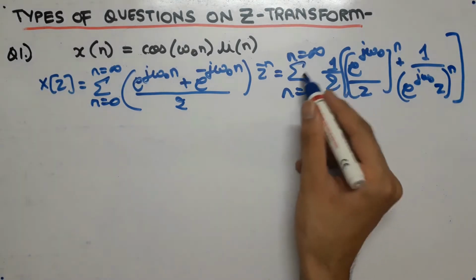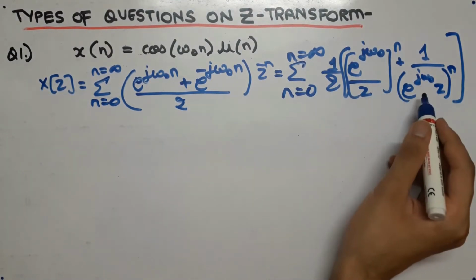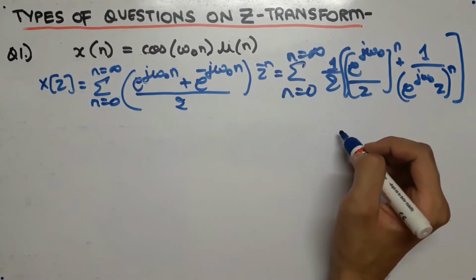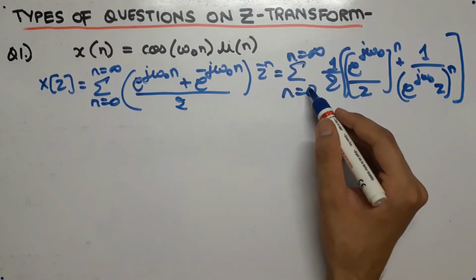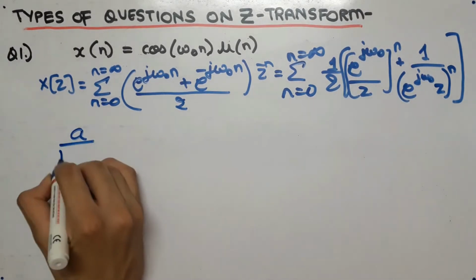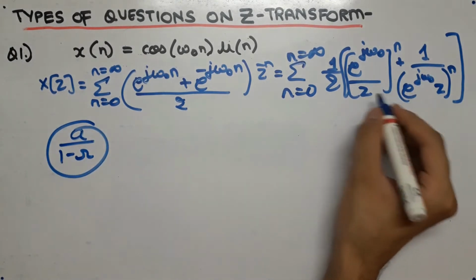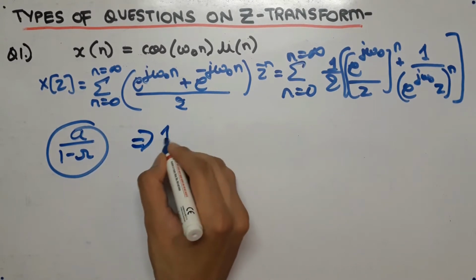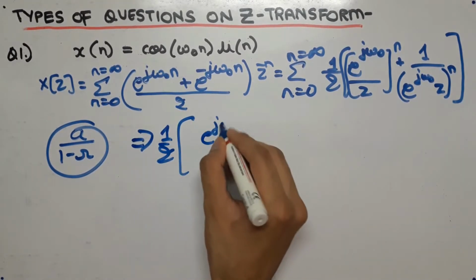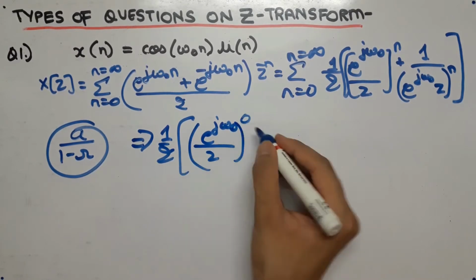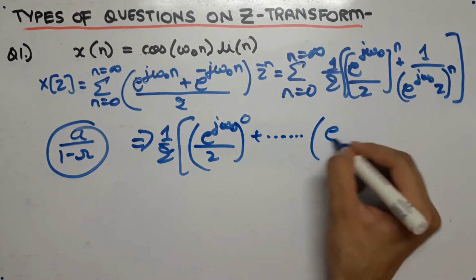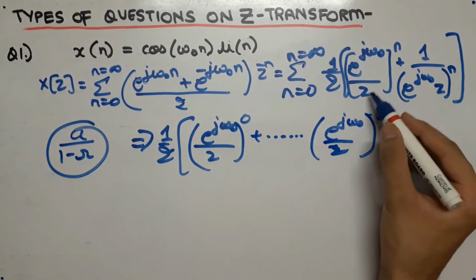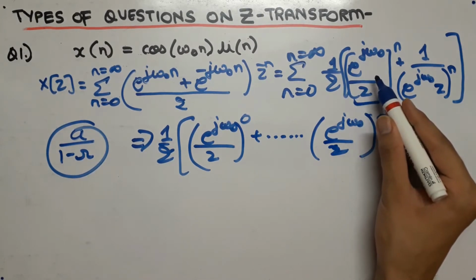Now guys, we are going to use this summation, that is, we are going to expand these two separately from n equal to 0 to n equal to infinity. Then we are going to apply the formula a/(1 - r) that we use for the summation of a GP, in these two expressions in order to find the value of X(z). First we will expand this and write it as 1/2 (e^(j omega naught)/z)^0, extending till (e^(j omega naught)/z)^infinity. This we have written for the part e^(j omega naught)/z.